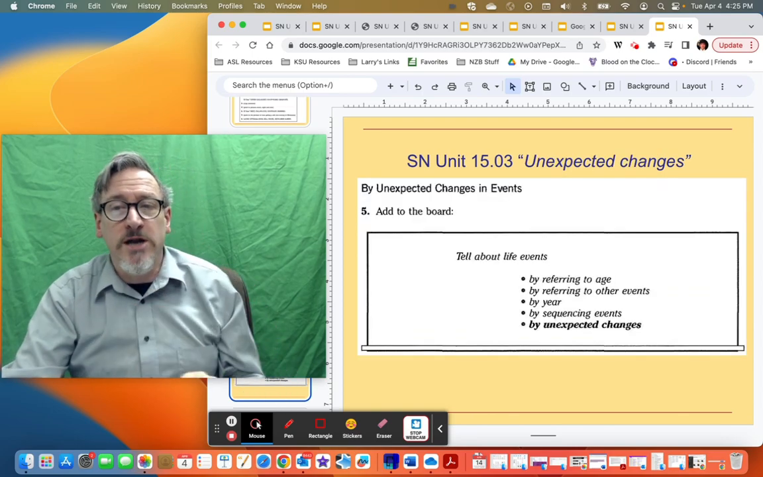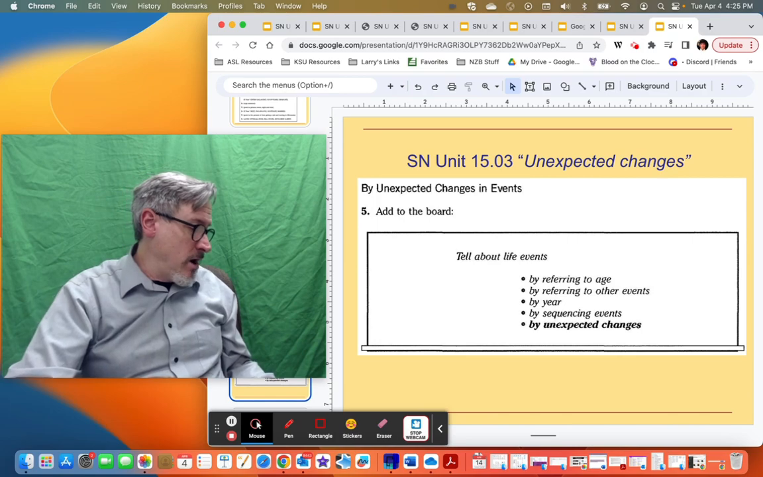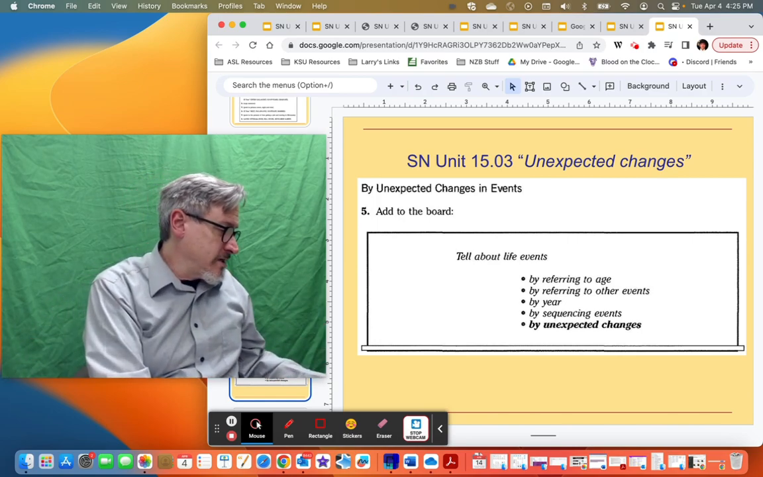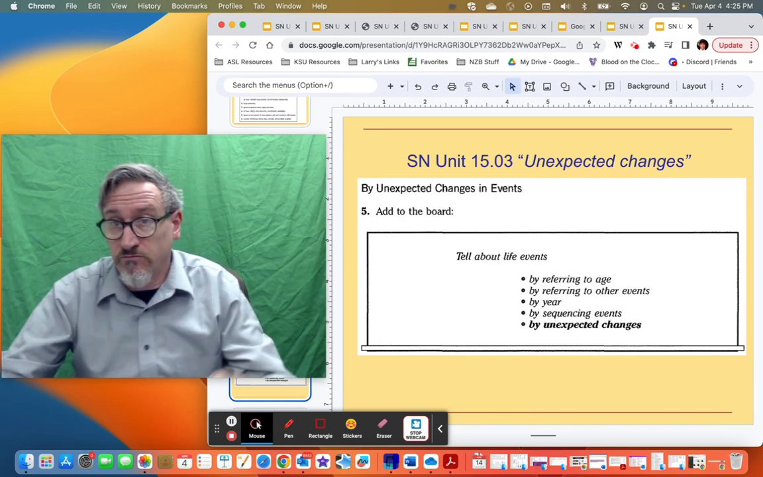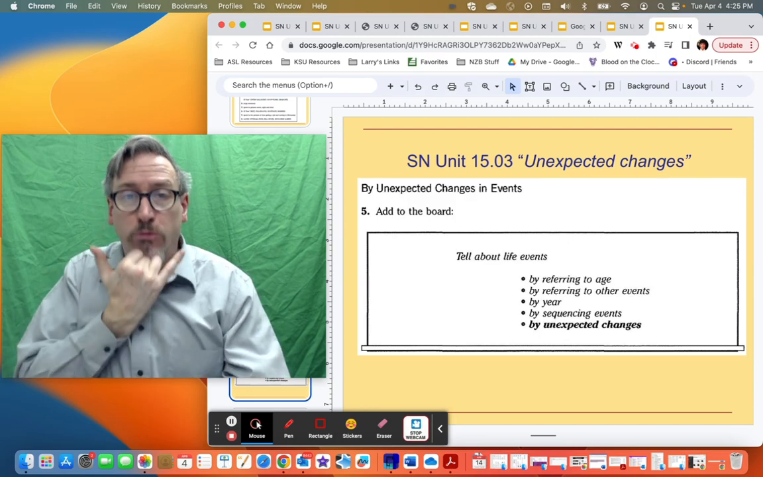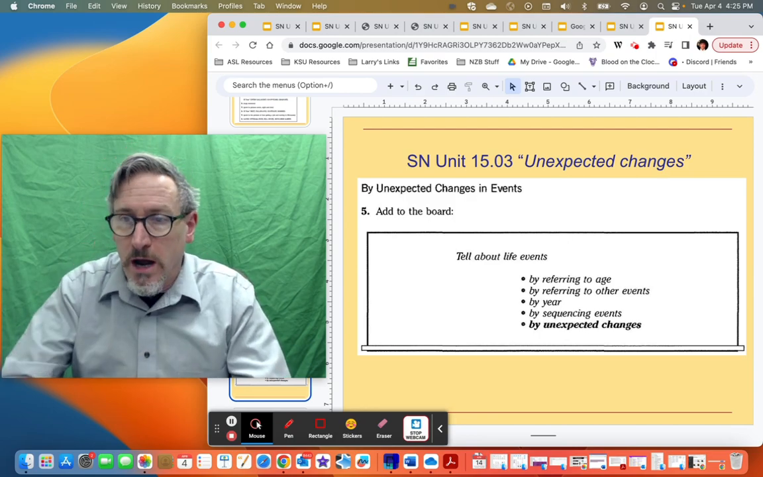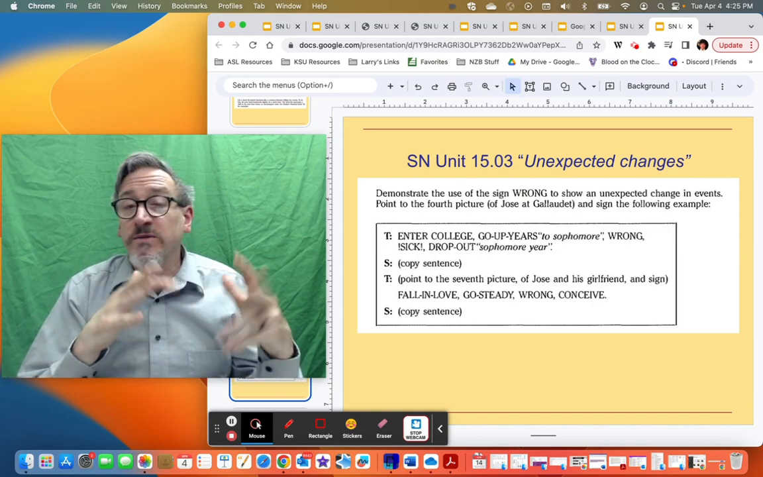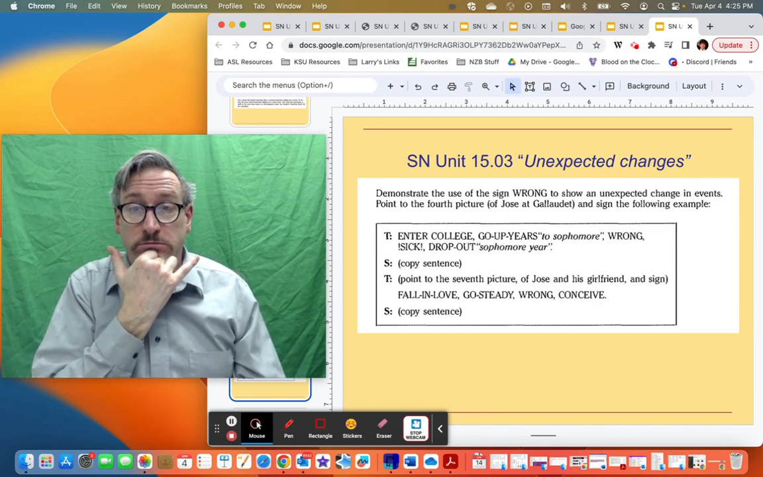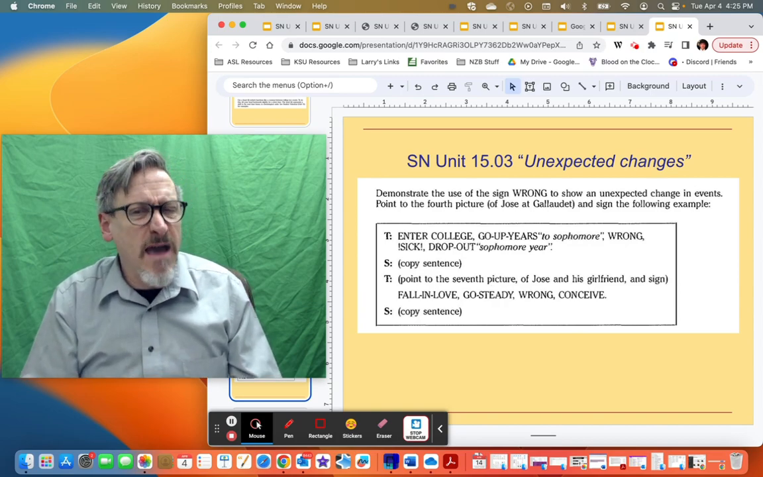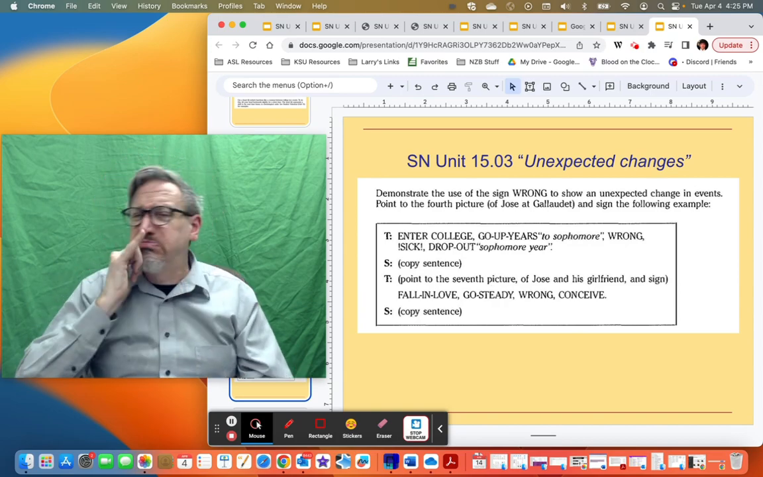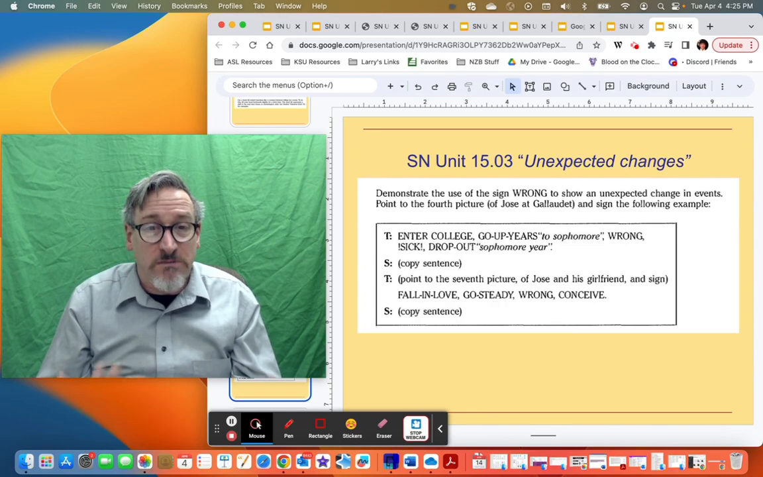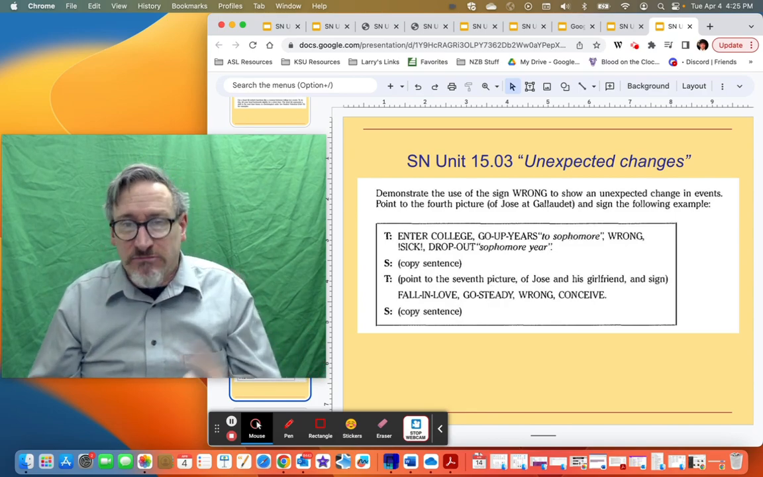Now, what if it was an unexpected change? What if it was something that you weren't anticipating happening? Oftentimes you'll see this, oh, wrong. And that's like, everything's going right, and then something went wrong. Okay, and it's not a very heavy, like, oh my god, no, it's just nuts, right?